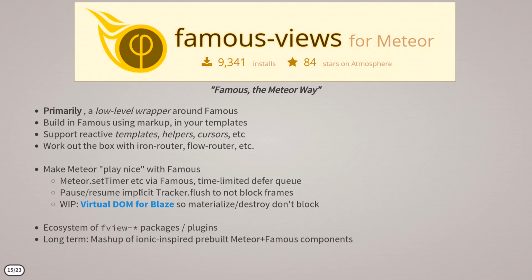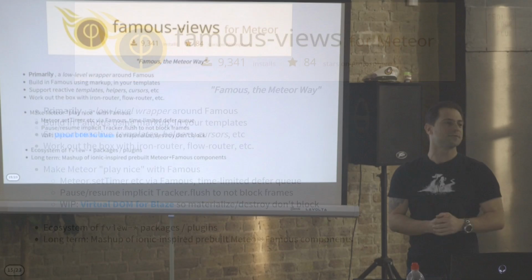And when I say that, I mean obviously, if you have reactive templates inside of it, those have to stay reactive, events have to work. If you have attributes, these need to support reactive helpers. And if you're dealing with cursors, you need to have some type of each loop, which honors insertion, removals, changes, and reorders. The other goal of the project is to make Meteor play nice with Famous.